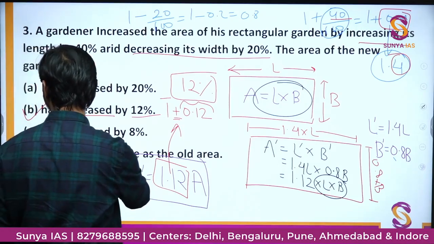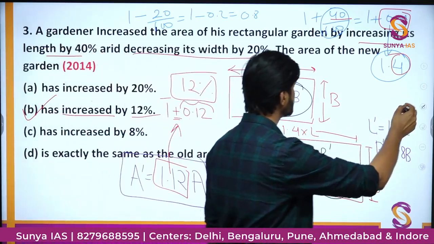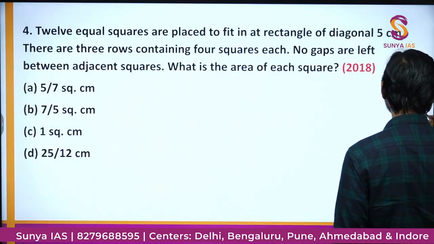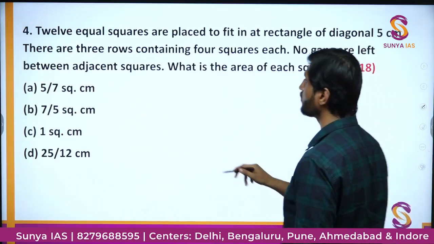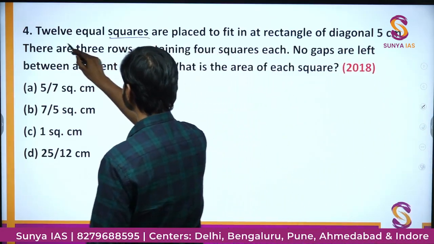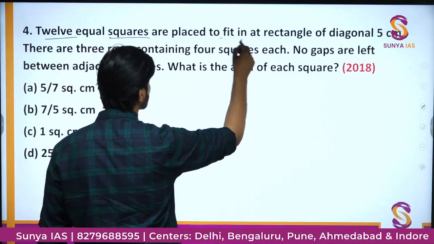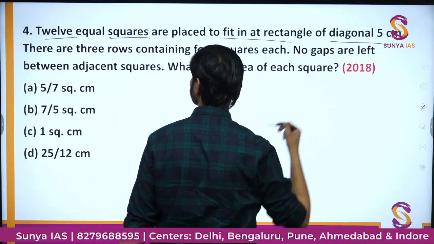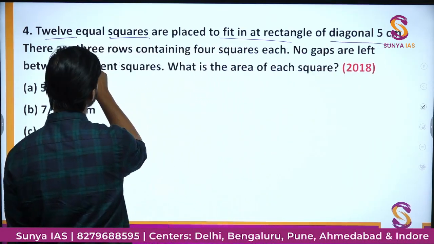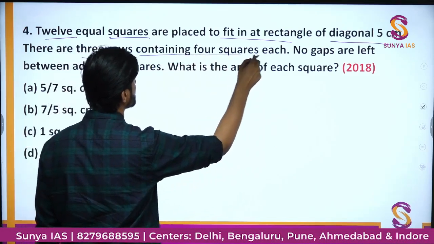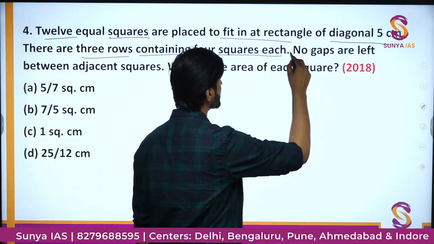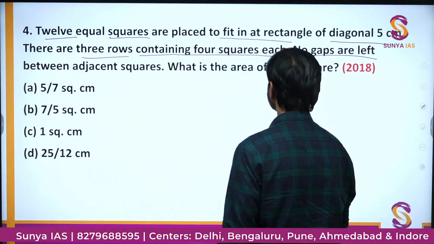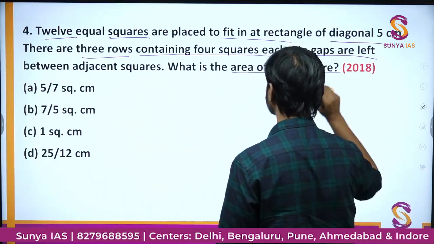Okay, so now after this we'll move on to the next question. 12 equal squares are placed to fit in a rectangle of diagonal 5 cm. There are 3 rows containing 4 squares each and no gaps are left. So what is the area of each square is being asked.